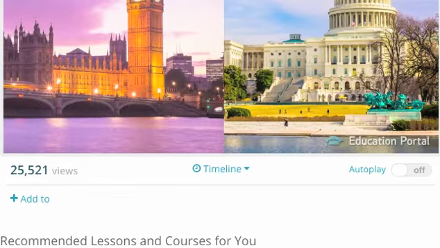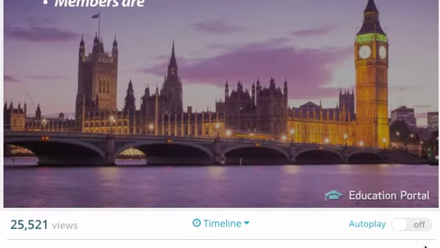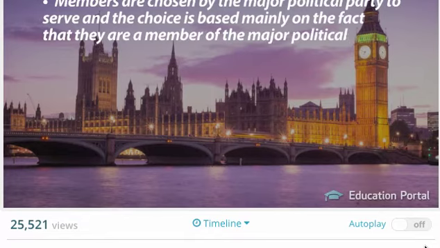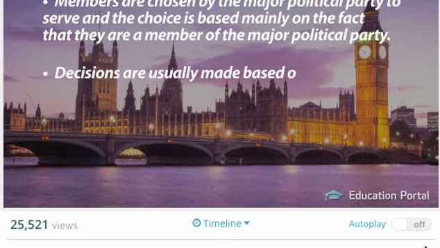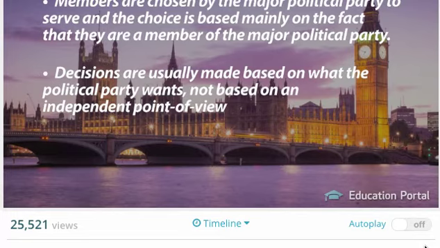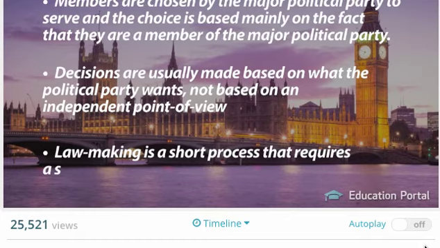There are a few major differences between Congress and Parliament. Let's look at the main points we covered about each in the lesson. In Parliament, members are chosen by the major political party to serve, and the choice is based mainly on the fact that they are a member of the major political party. Decisions are usually made based on what the political party wants, not based on an independent point of view. Lawmaking is a short process that requires a simple majority vote.